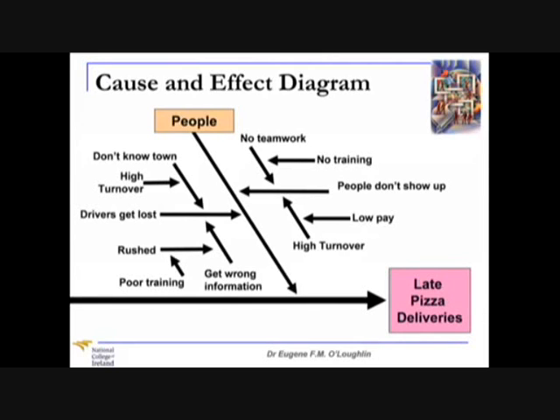Under the drivers get lost category, you can see we have two possible main causes here. They don't know the town, or they get wrong information. And each of those in turn has a possible cause. For example, they don't know the town. It could well be because of the high turnover in staff, so we put that down there. When we get the wrong information, it could well be because it's being busy, their orders are being rushed. And because it's being rushed, poor training might well be a reason why people are not able to handle orders in busy periods. So we can fill out our cause and effect diagram for each category like this.